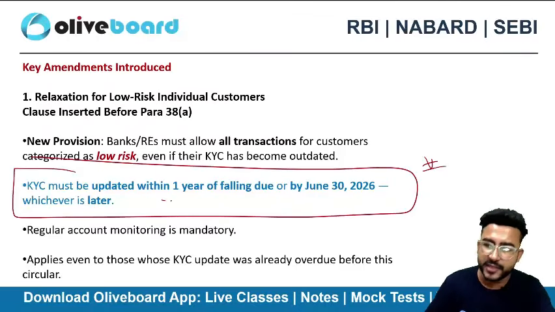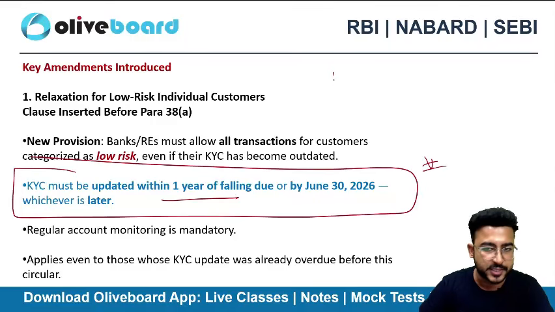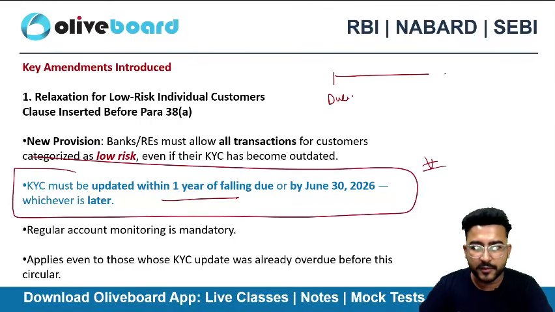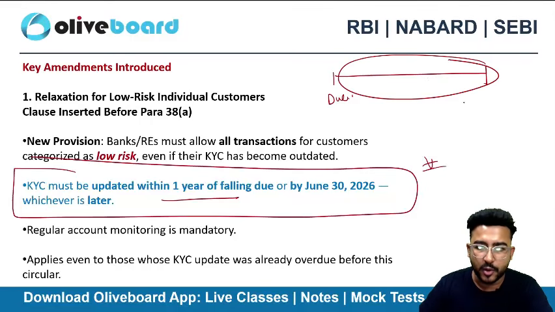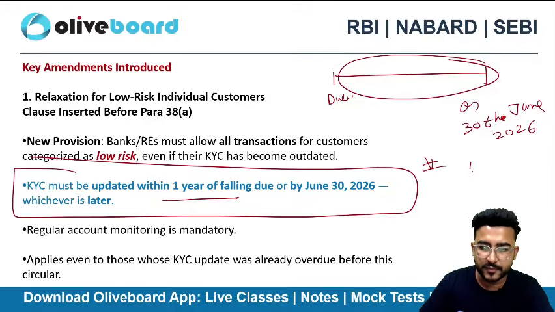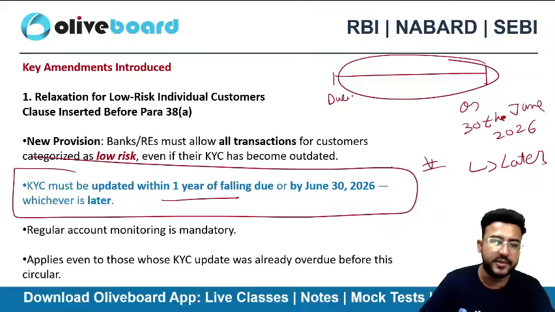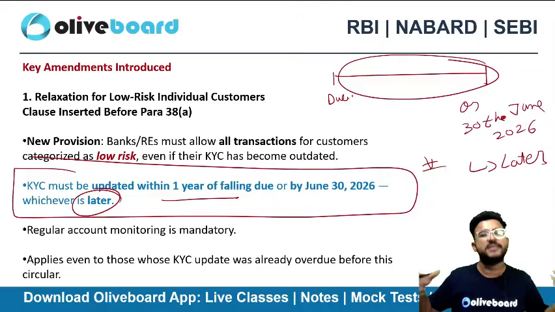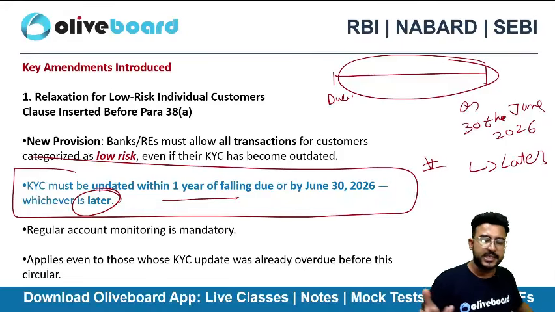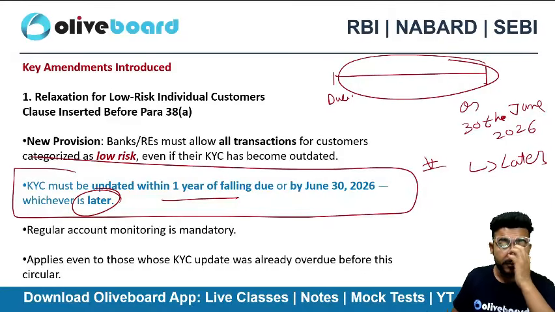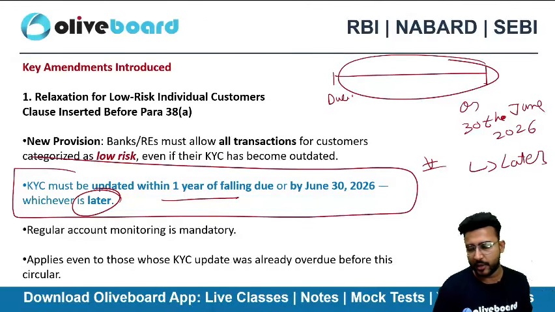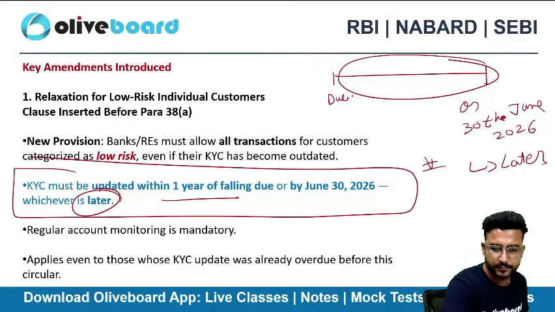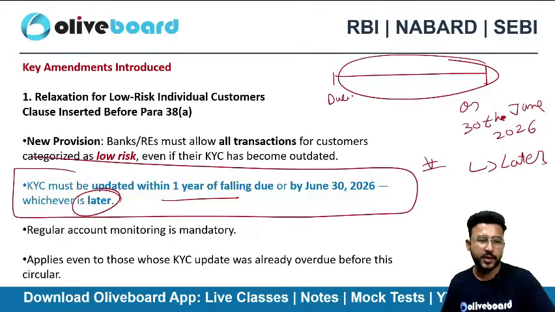KYC must be updated within 1 year of falling due. Let's suppose it is due today. Then 1 year from this particular date or 30th June 2026, whichever is later. So here we can see that they have given a later date, whichever is later. That's why it's a relaxation, right? They have relaxed the norms. If you are a low risk customer, you are free to update your KYC within this particular timeline. So please do remember this date. Right? Please do remember this particular date.